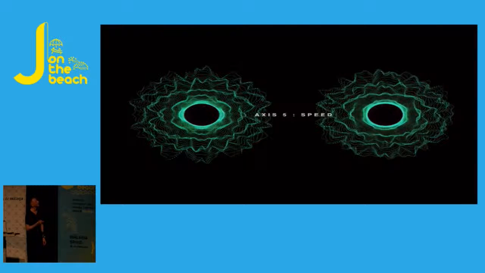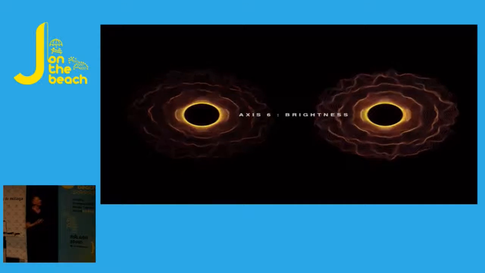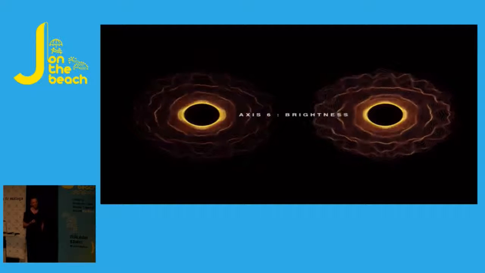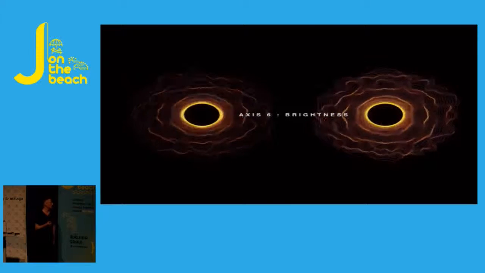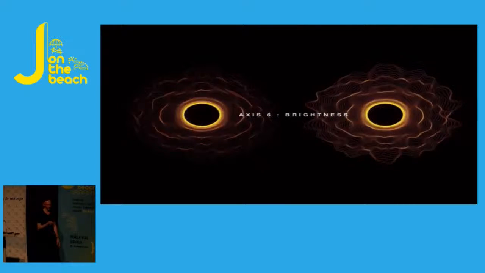The last axis is, oh Christ, this is going to be really annoying, brightness. And that's just simply the degree of opacity of the underlying rings themselves. On the left-hand side, a nearly invisible halo. On the right-hand side, a bright halo. Those are the 6 main axes.